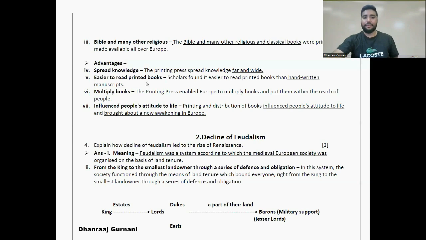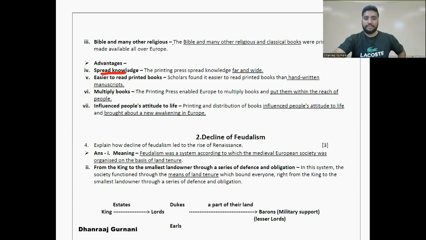Point number 3, Bible and many other religious books. The Bible and the many other religious books were the first made available all over Europe. So these were the books which first got printed, Bible and many other religious classics. Continuing, point number 4, what was the advantage of the printing press?